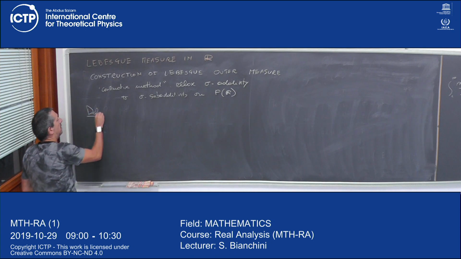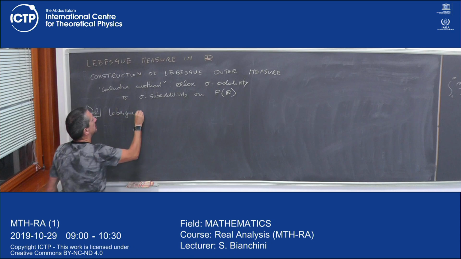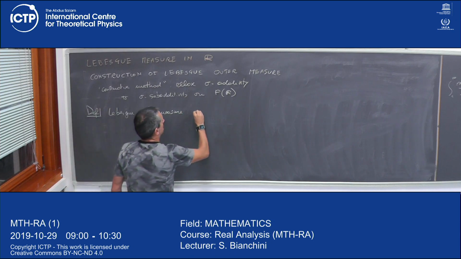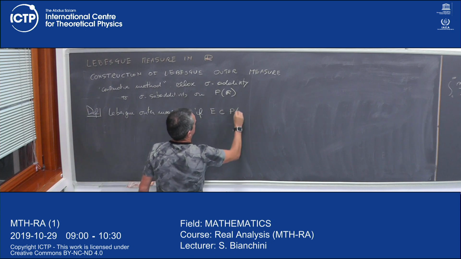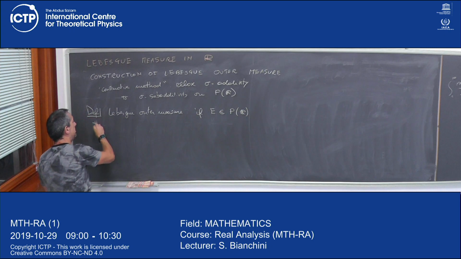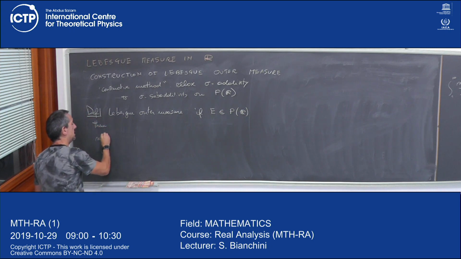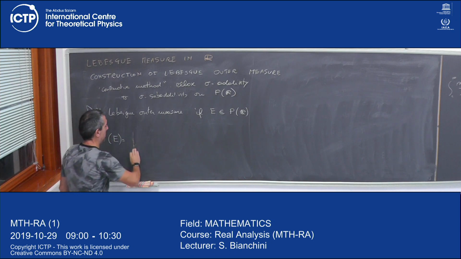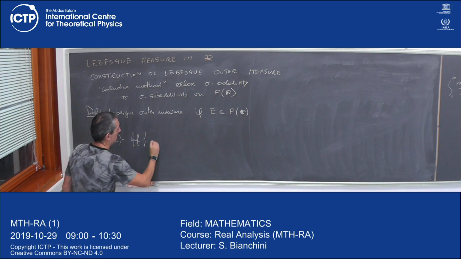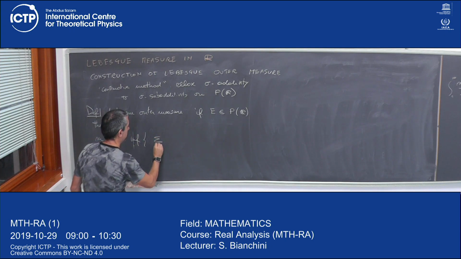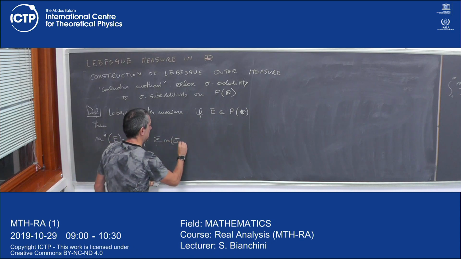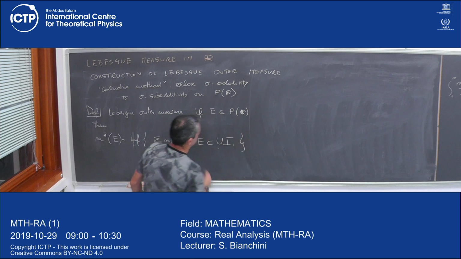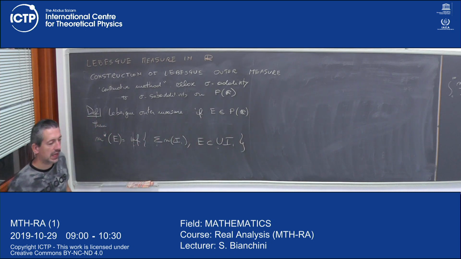So the definition of the Lebesgue outer measure: if E is a subset of R, then this is the notation for the outer measure, is equal to the infimum of the sum of the measure of the intervals I_i, such that E is a subset of the union of those intervals. Okay?